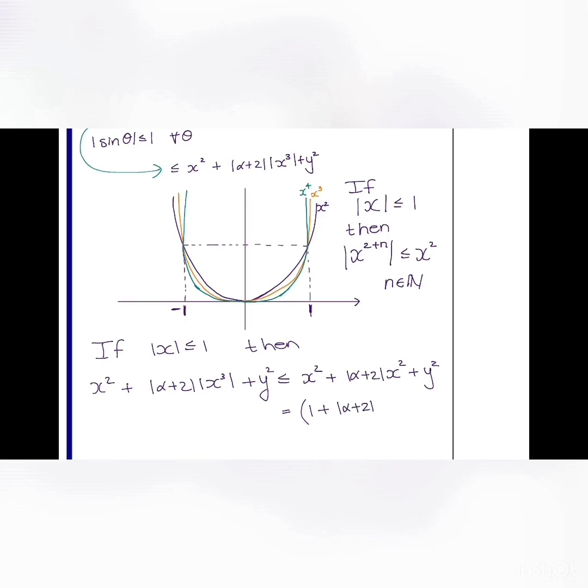This is just some positive thing, x squared plus y squared. And now I can just say, well, this is less than or equal to 1 plus |alpha| plus 2, times the bracket of x squared plus y squared, because I'm basically just adding some positive constant of y squared to the equation. And this is then equal to (1 plus |alpha| plus 2) times x squared plus y squared, which is just our norm squared.